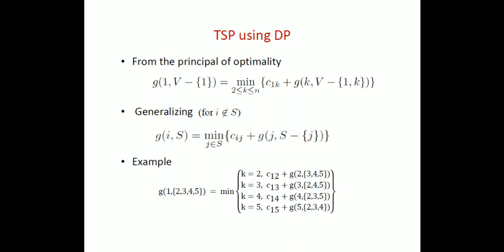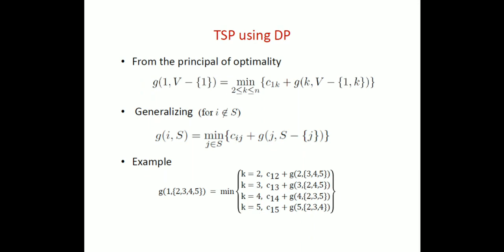Let us denote the function g(1, V - {1}) as equation 1, and the function g(i, S) as equation number 2. Hence, we use equation 2, that is g(i, S), to obtain the shortest path from vertex i to all other vertices in the set S. Initially, we do this for all sets S of size 1, then for sets S which have 2 vertices in them, and so on.